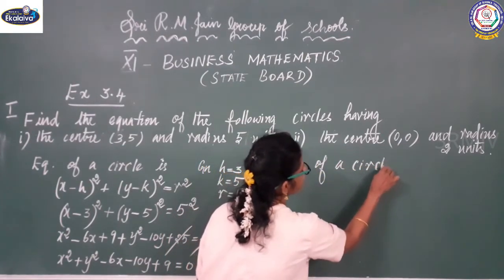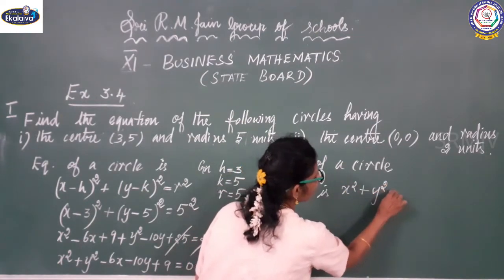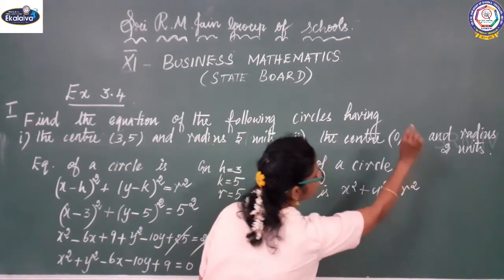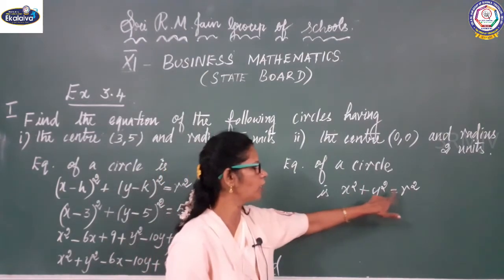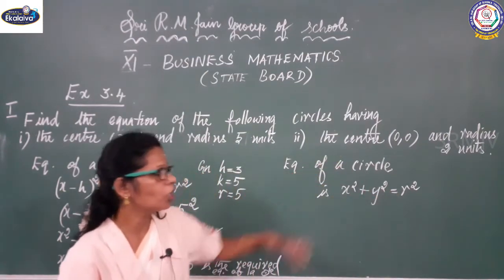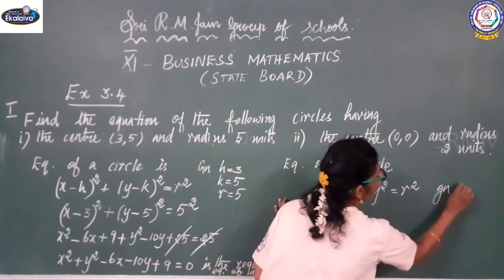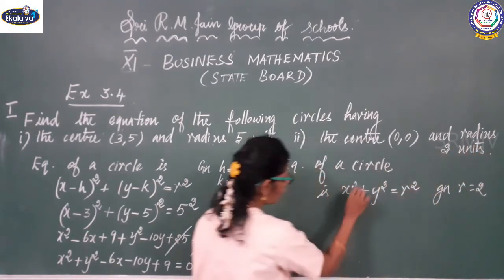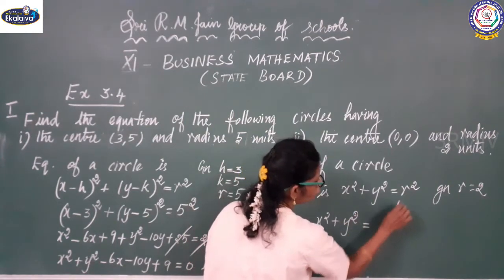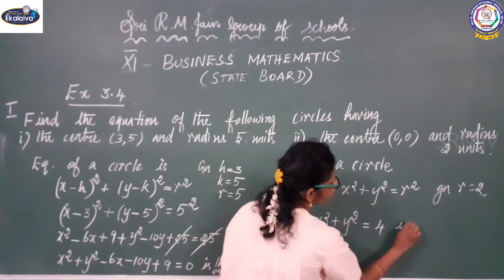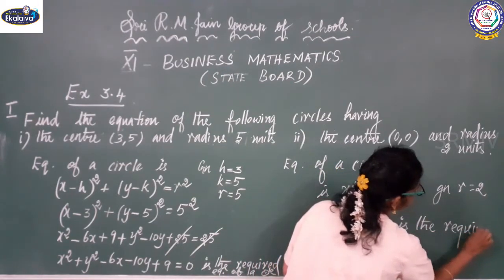Equation of a circle is x square plus y square equal to r square. If the center is the origin, the formula is x square plus y square equal to r square. Directly you are going to substitute in the formula. Given r equal to 2. Now x square plus y square equal to 2 square, that is 4, is the required equation of a circle.